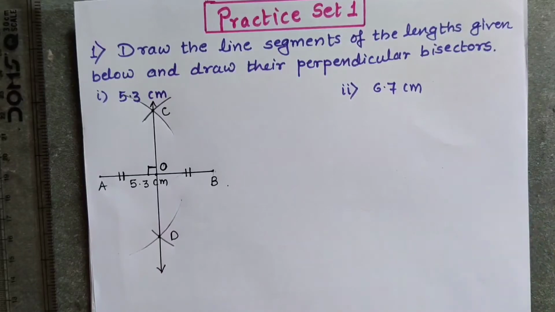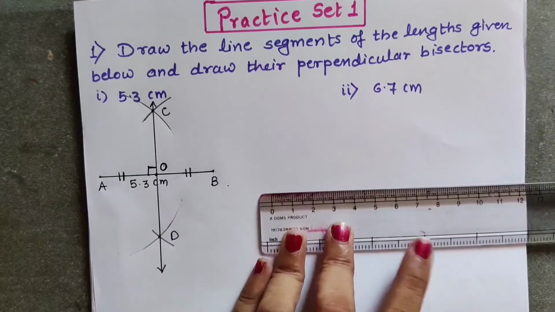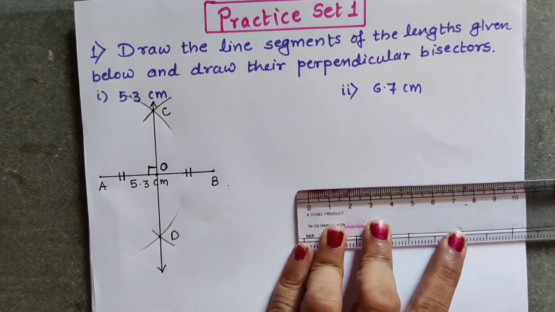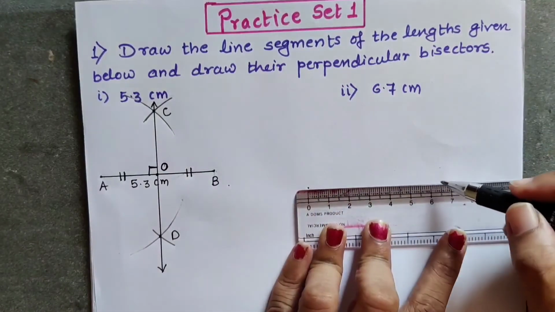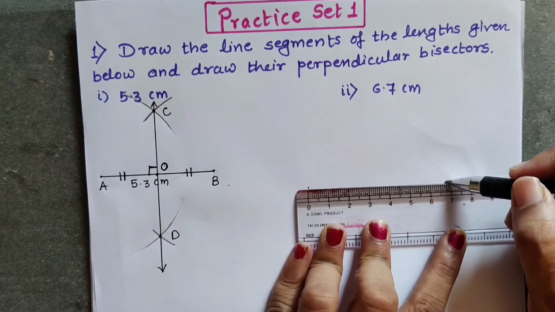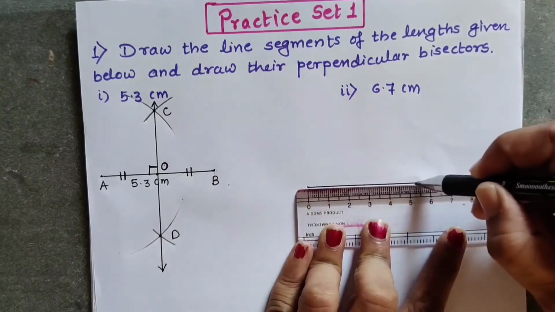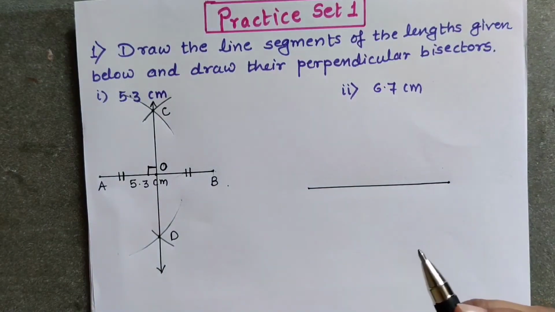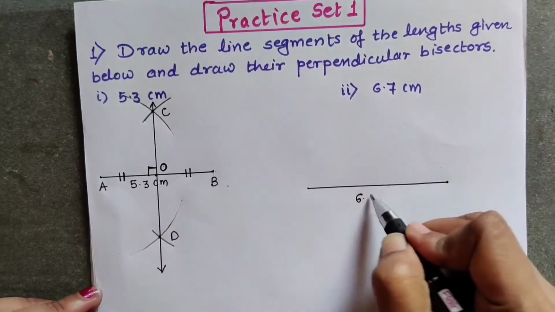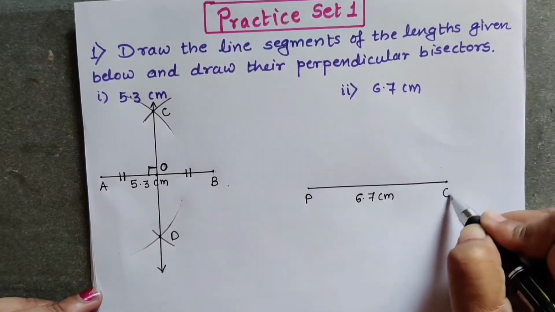Now in the same way we are going to draw the second diagram. A 6.7 centimeter long segment we will be drawing by using our scale. So 6.7 means from 0 till 6.7. After the 6, at the 7th point, I am going to put a point here. So this segment is 6.7 centimeter in length. Now we can give any name, PQ.